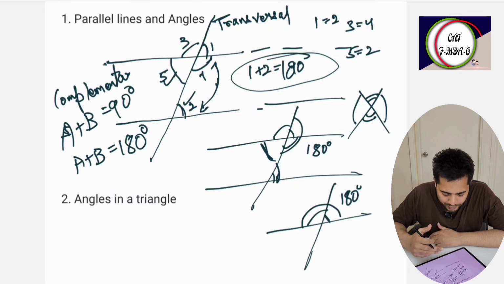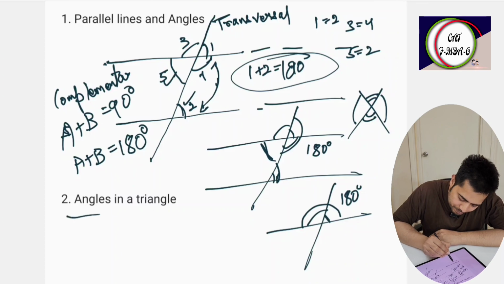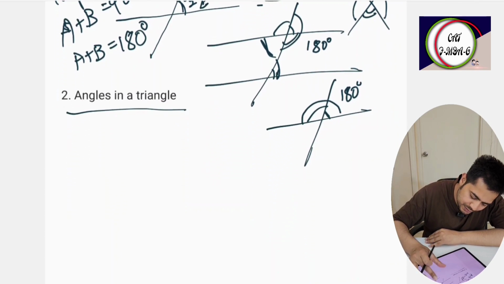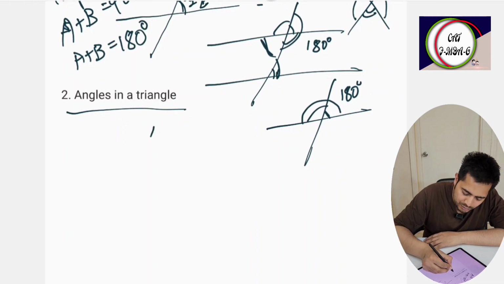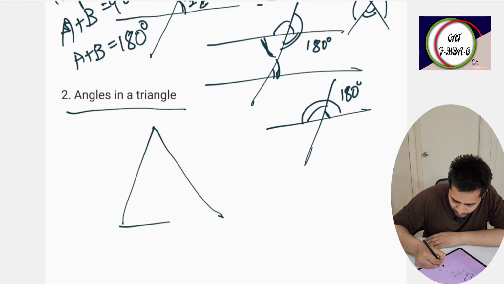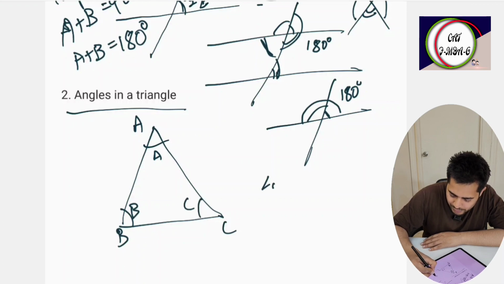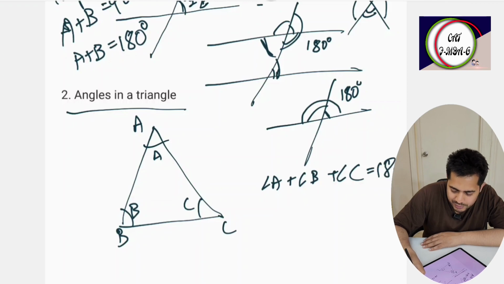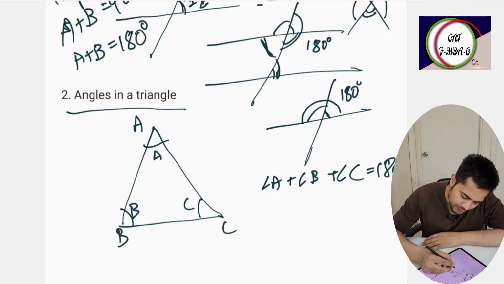Okay, so let's move ahead to the next topic, starting the triangles. Basics of angles in a triangle. Let us clear a bit of the concept for you. This is a triangle ABC. So this is angle A, this is angle B, this is angle C. So angle A plus angle B plus angle C is going to be 180 degrees. Okay, the sum of all the interior angles of a triangle is 180 degrees.